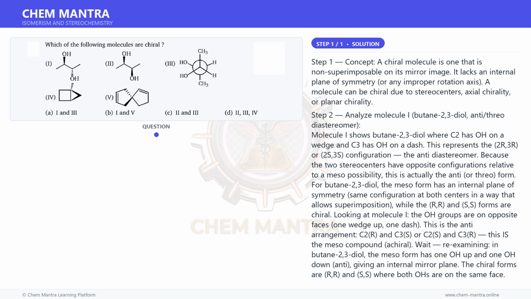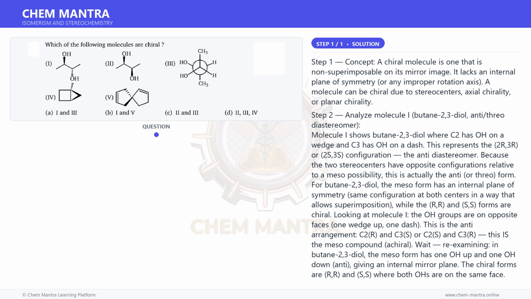For butane-2,3-diol, the meso form has an internal plane of symmetry that allows superimposition, while the R,R and S,S forms are chiral. Looking at molecule I, the O groups are on opposite faces, one wedge up, one dash. This is the anti-arrangement: C2 R and C3 S, or C2 S and C3 R. This I is the meso compound, achiral.